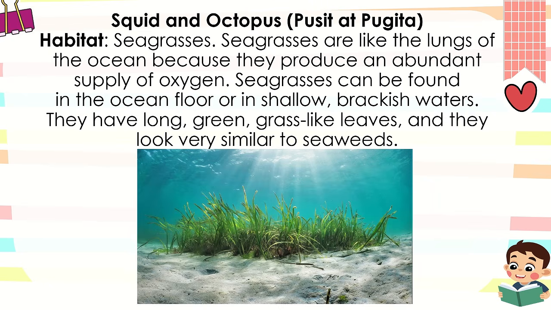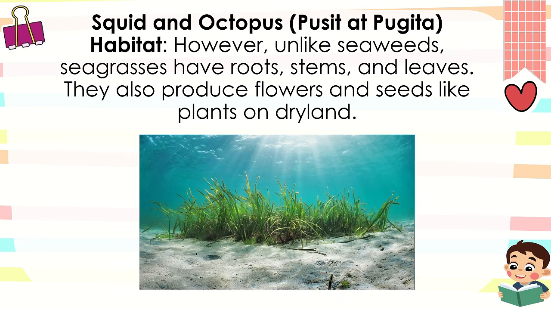Habitat: sea grasses. Sea grasses are like the lungs of the ocean because they produce an abundant supply of oxygen. Sea grasses can be found in the ocean floor or in shallow, brackish waters. They have long, green, grass-like leaves and they look very similar to seaweeds. However, unlike seaweeds, sea grasses have roots, stems, and leaves. They also produce flowers and seeds like plants on dry land.